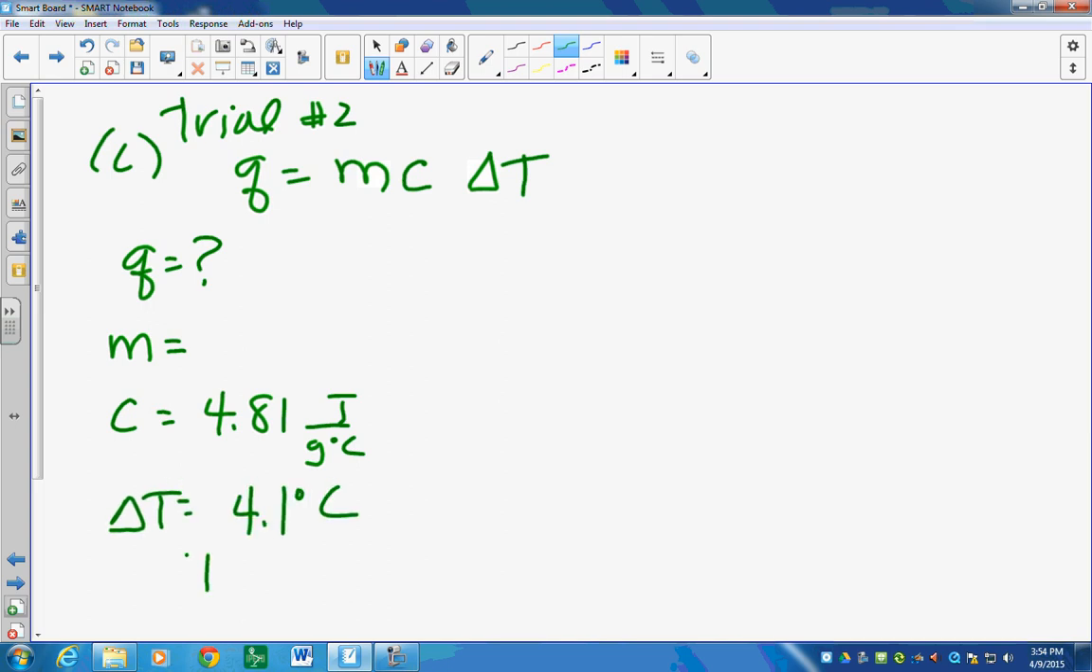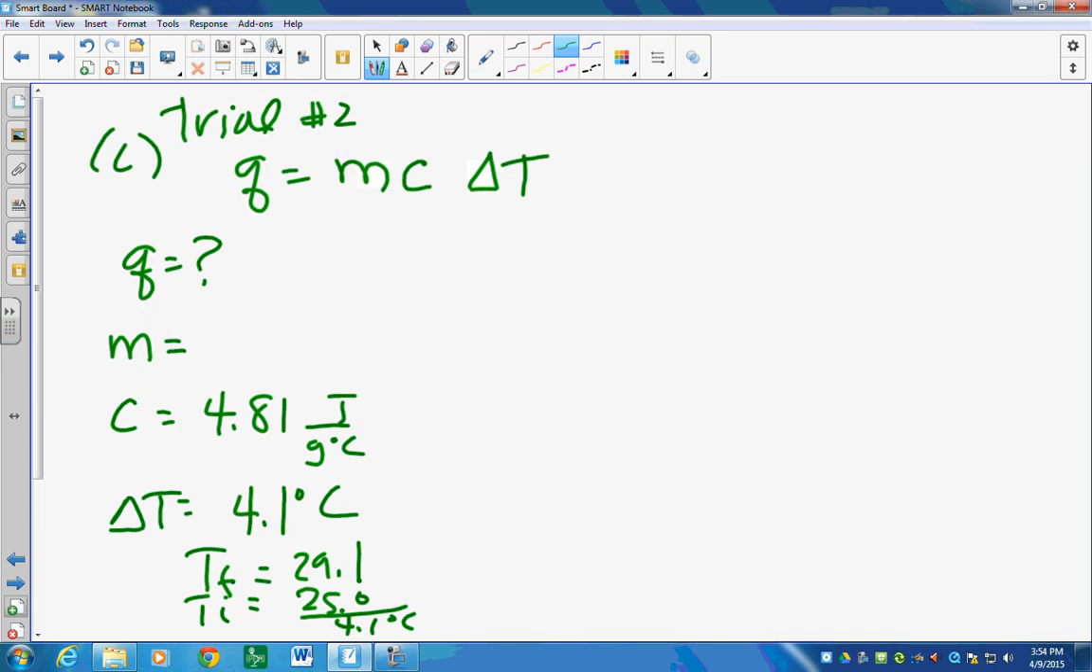And that comes from T final, which was in trial 2, 29.1. And then T initial was 25.0. And that's delta T is 4.1. Now, the math is crazy, but it's not that bad.